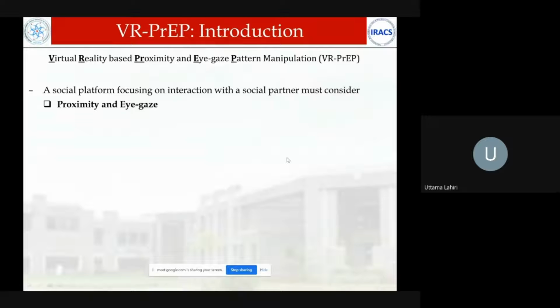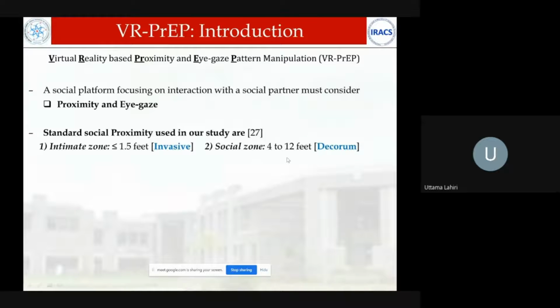We wanted to see what's the relation between proximity and eye gaze. In fact, we used standard proximity measures, which are in the literature. There are different zones. In fact, there are 4 zones, and we chose 2 of them. It is the intimate zone, which is less than 1.5 feet, that is invasive. Another is the social zone, which is 4 to 12 feet, decorum. These are all in physical space. We emulated them in virtual space.